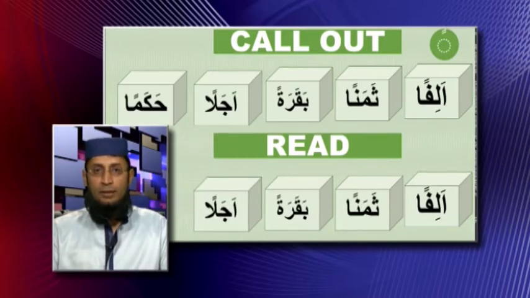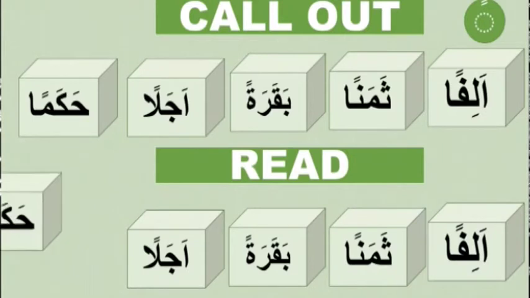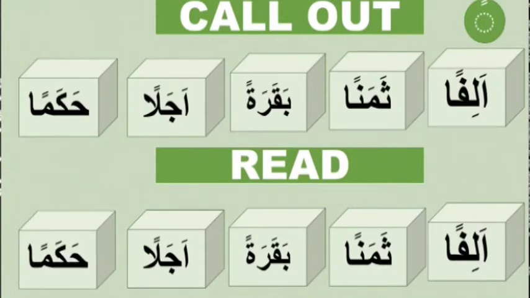Ajalan. So aja and then lan. The last example, hakaman. Now I'm going to read from the right at the bottom. Alifan, thamanan, baqaratan, ajalan, hakaman. So look at the difference.